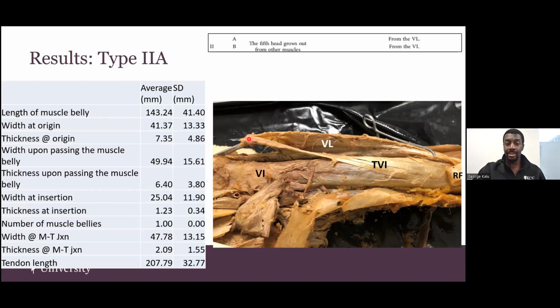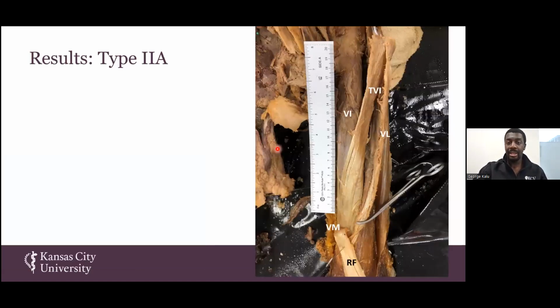And then we see this 5th muscle growing from vastus lateralis, coming across and actually attaching right on top of vastus intermedius. And so that would be our type 2A TBI. Okay. And as we can see, it has a much different shape and morphology compared to the type 1A. Okay. Here's just another angle of it. Again, here's vastus lateralis, vastus intermedius, vastus medialis, rectus femoris, and our TBI coming across and attaching onto the medial surface of vastus intermedius.